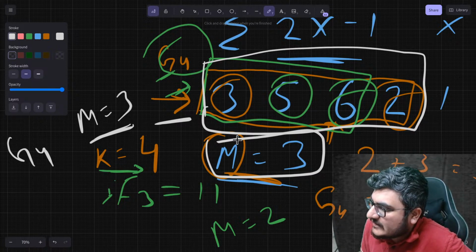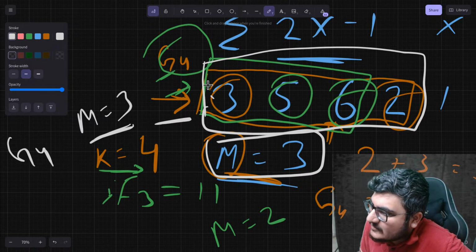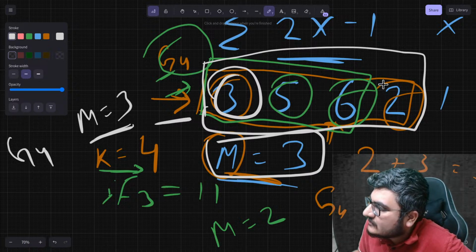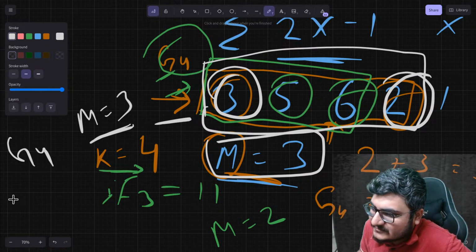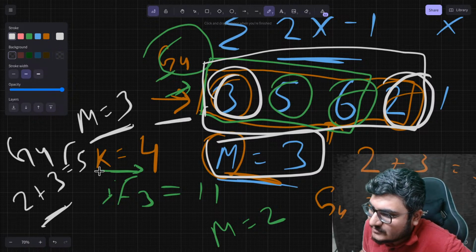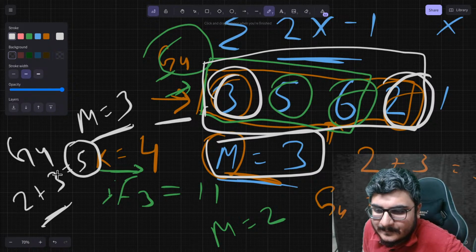Then among the first 4 elements, look at all the numbers which are less than or equal to 3, which here are 3 and 2. So take the sum of these 2 elements, 2 plus 3, which is 5. And that's how G4 is 5 here when M is equal to 3.